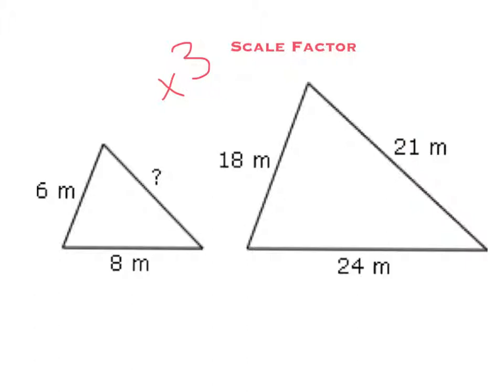Or you can think about it in reverse. 24 divided by 3 equals 8. 18 divided by 3 equals 6. So 21 divided by 3 would equal 7 here for us. And if you wanted to, you could set up any kind of ratios, prove that you have proportions here, and it would work.